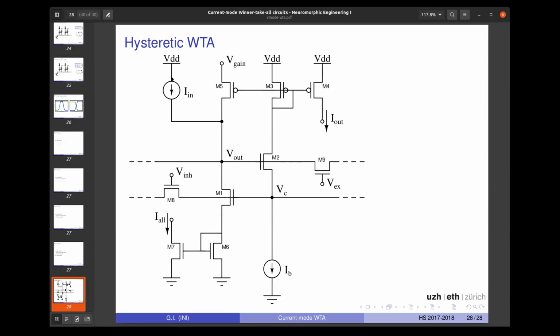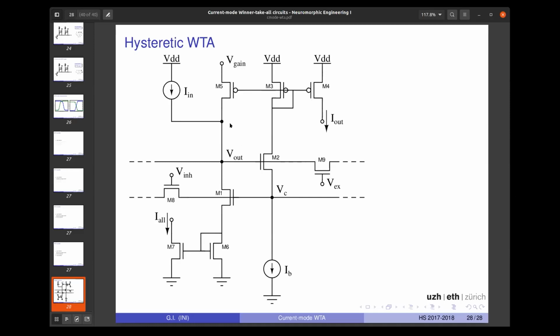So suppose this is the winner and you provide an input current. The output current will be equal to the bias. And then what you're doing is you're copying the input current, sorry, the bias current back into the input. So after this becomes the winner, the total input current will be IN plus IB. So once you win not only by a margin that is given by I in being greater than all the other inputs, but all of a sudden you get this plus IB. So this adds you this extra boost.